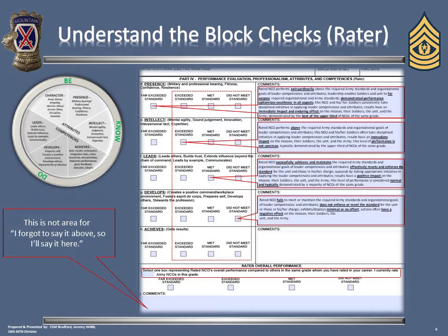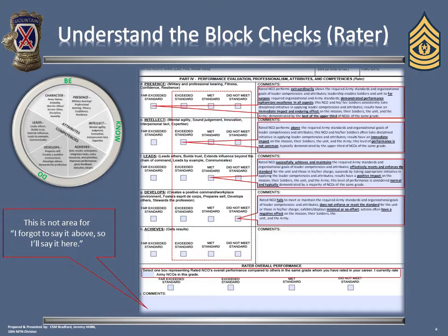You can't put generic comments in there and then put a far exceeded. Because the board, believe it or not, they do take the time. They have plenty of time to read as they're going through, and they have the ability to see through a block check that was just thrown out there versus a block check that is quantifiable and supported.